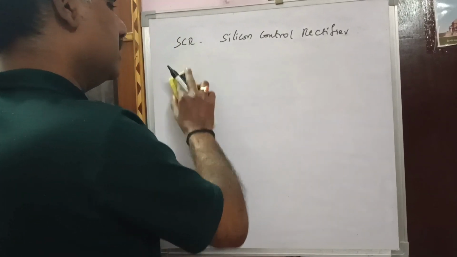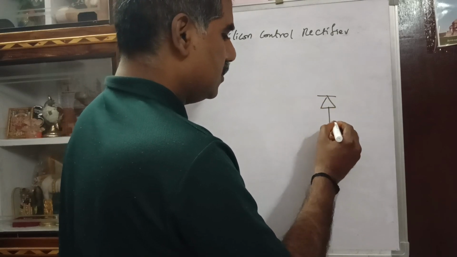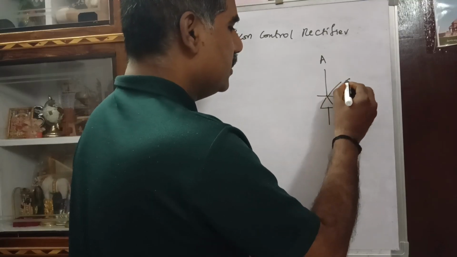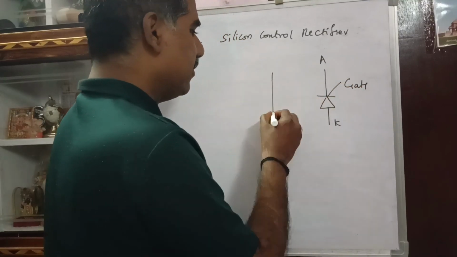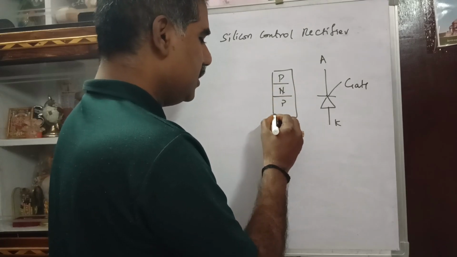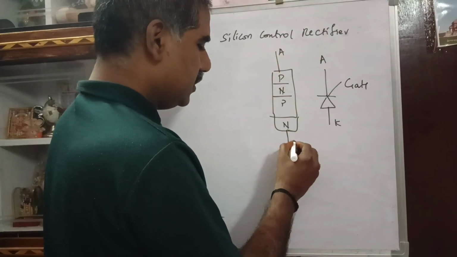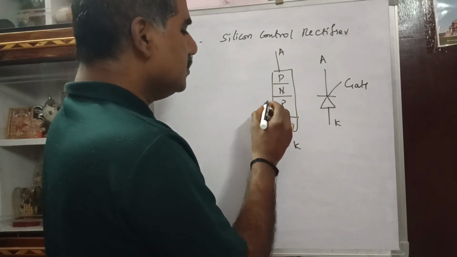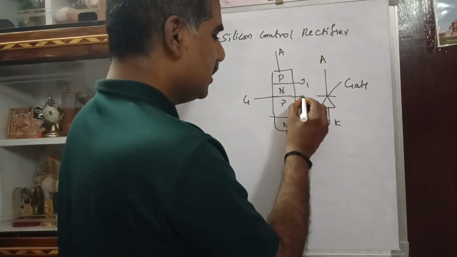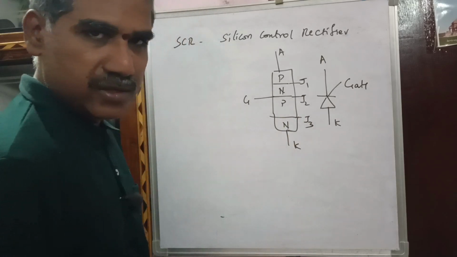How does the symbol look? It has a cathode, an anode, and a gate terminal. It has four layers, P, N, P, N. This is the anode, this is the cathode, and this is the gate terminal. It has three junctions, that is J1, J2, and J3.